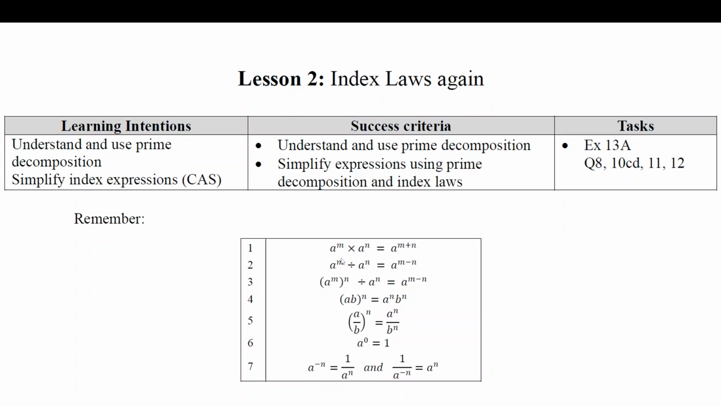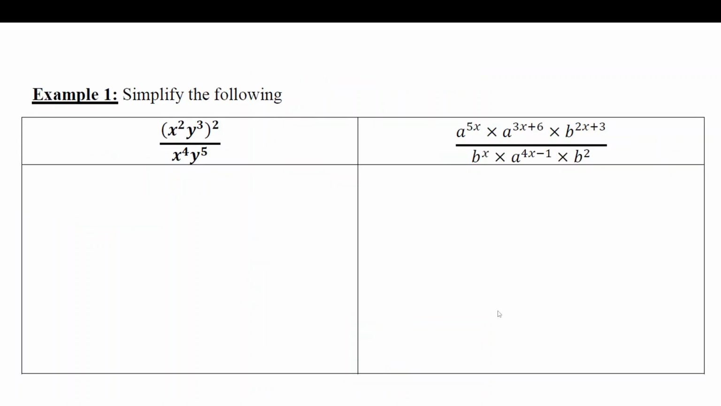Let's refresh our memory of all the index laws. Here it is, all nicely written down in a nice little table. And let's get started. So, the first question here, you can see again, we've got some combinations of index laws. We have division, which would be index law 2. We have some multiplication, which could potentially be index law 1, and we have powers of powers, which is index law 3. So first things first, let's just expand that power of 2 that we have, with the top part of the fraction.